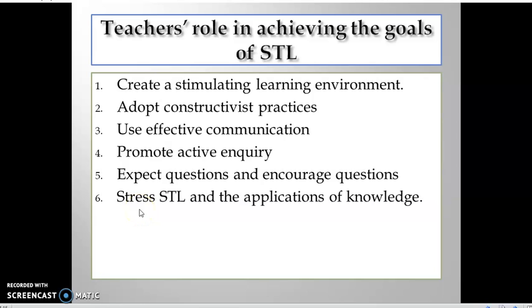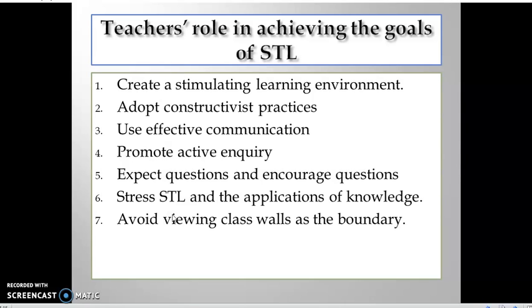The one who can stress STL and the applications of knowledge, who can focus on the importance of scientific and technological literacy and demands his or her students to know and understand about it and how its applications can benefit humans, society, and themselves at a personal level.